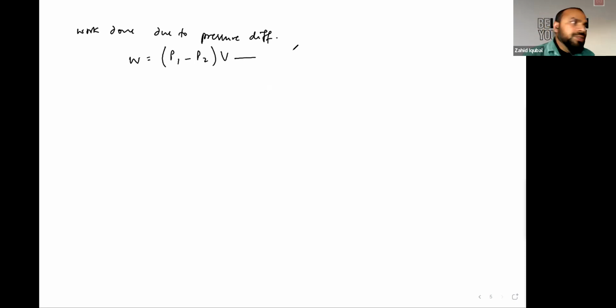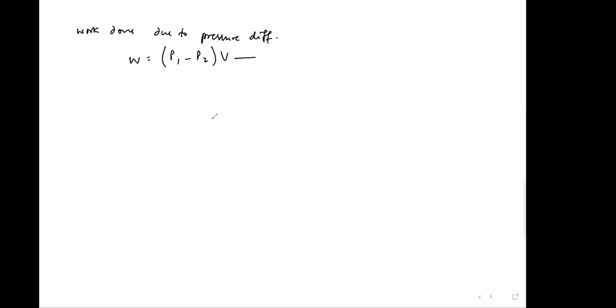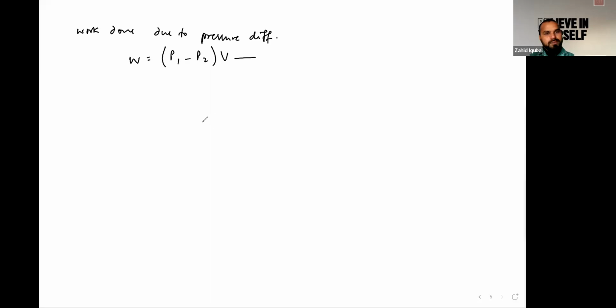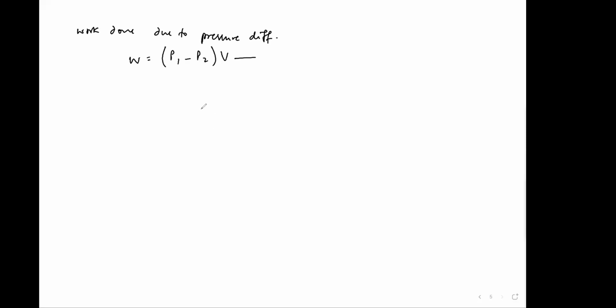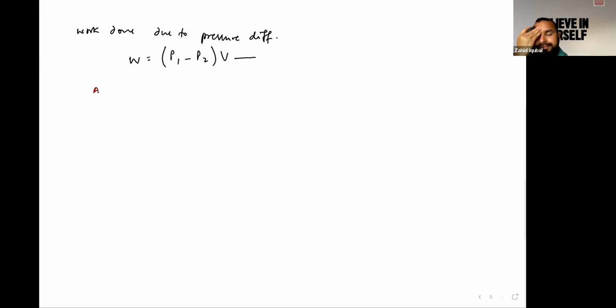Do you know the work energy theorem? Saifullah, do you know the work energy theorem? Yes, sir. Just explain. It states that energy can be transferred from one form to another. That is conservation of energy, not the work energy theorem.